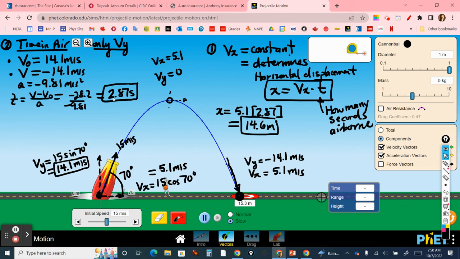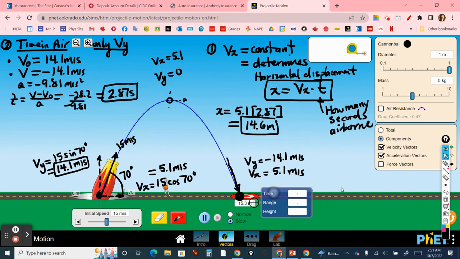Once you know the time in the air, now you can figure out how far sideways you've gone, because the sideways velocity is constant. It never changes. So we don't need to use the kinematics equations on the sideways motion. We can just use this. The displacement is velocity times time. We figured out the time. We know the horizontal velocity, which is never changing. Multiply that together, and we get the range. So that's how you get the time in the air and then the range.